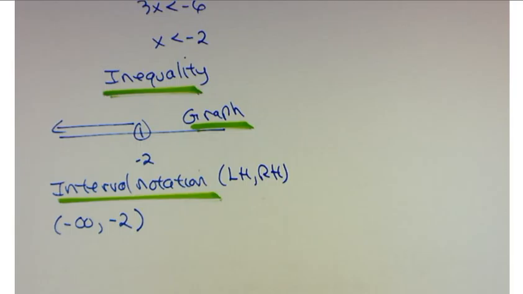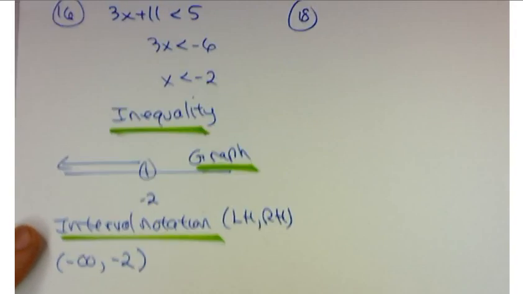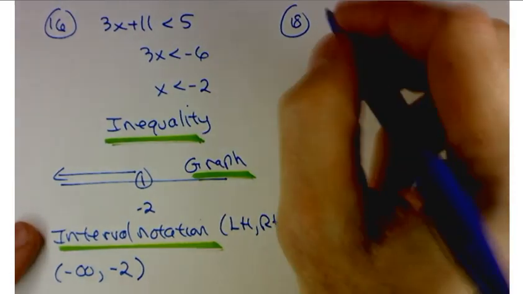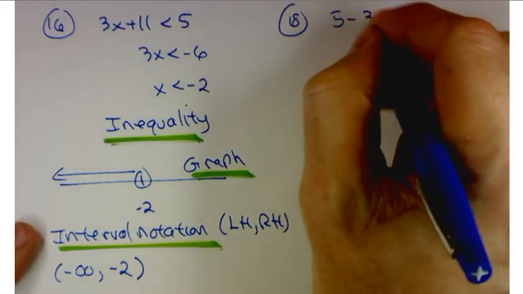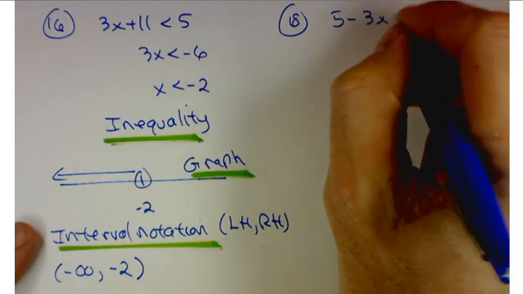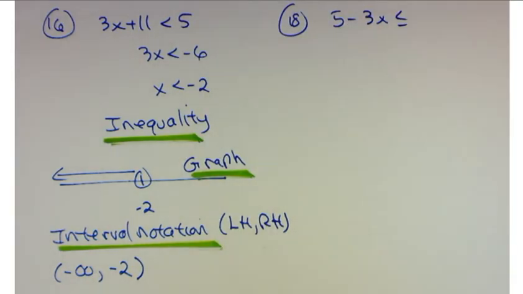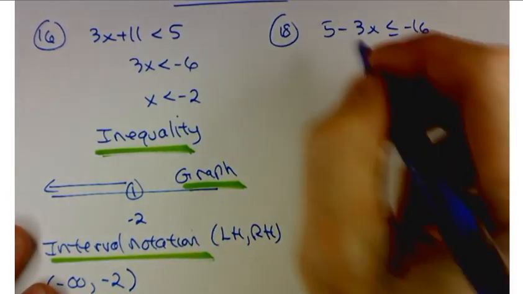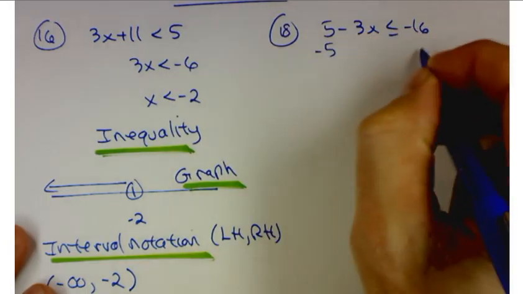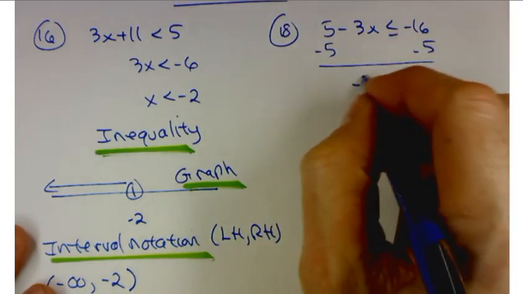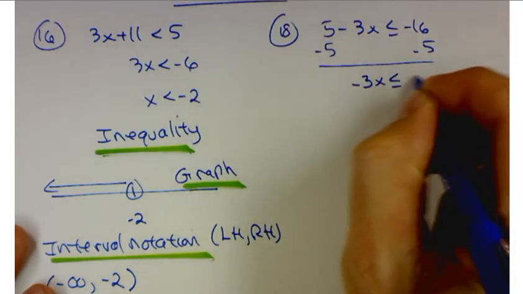Side by side to that, let me do problem number 18. And 18 has a couple of important little twists and differences. It's 5 minus 3x is less than or equal to negative 16. So first things first, I'll subtract 5 from both sides. You get negative 3x is less than or equal to negative 21.